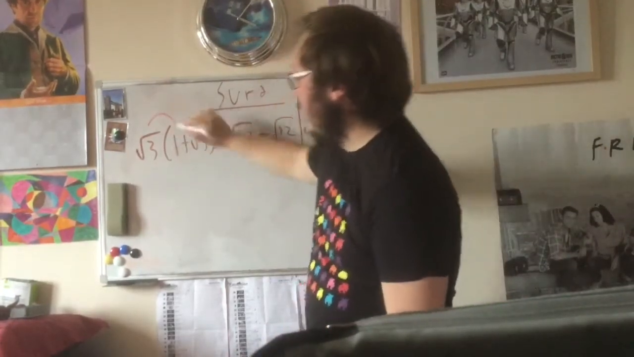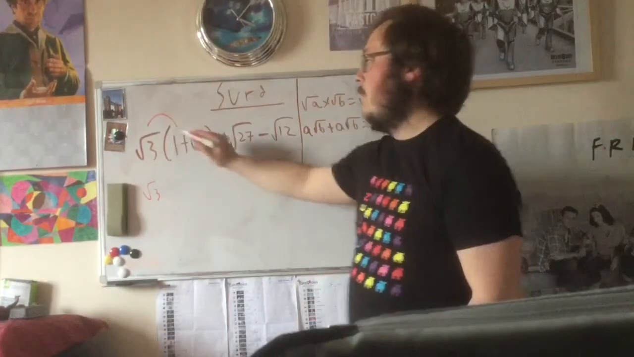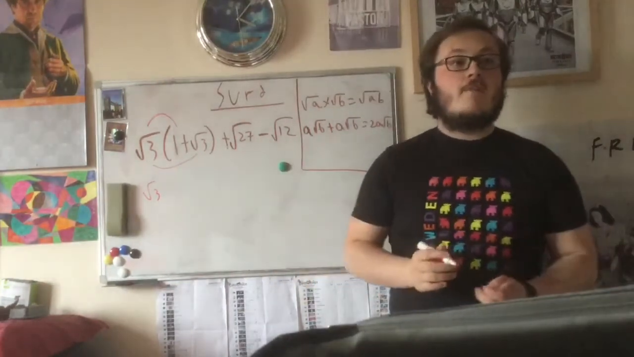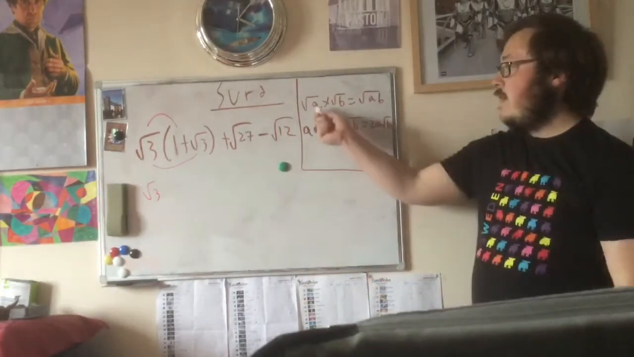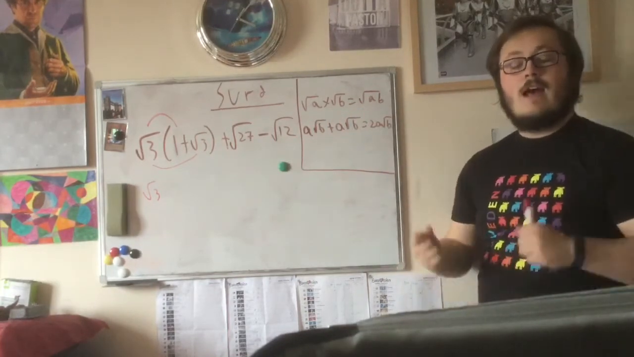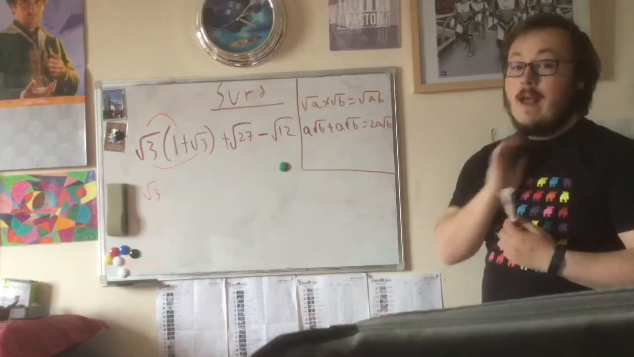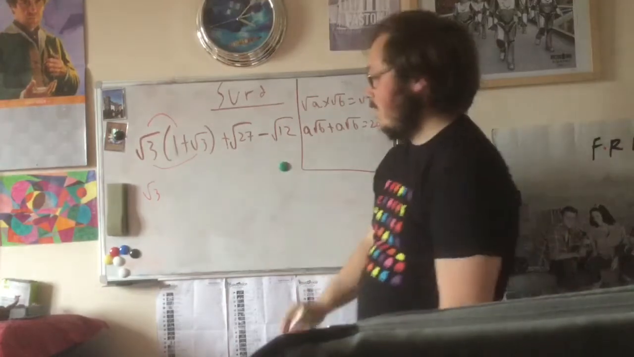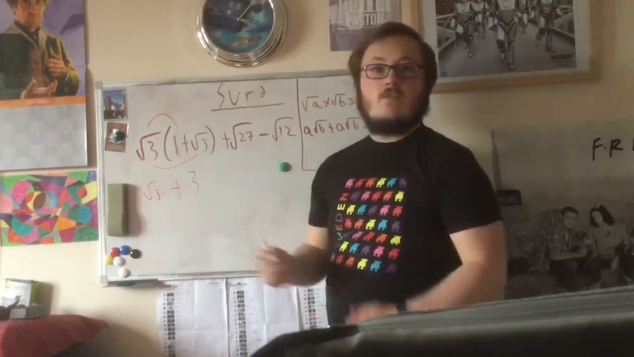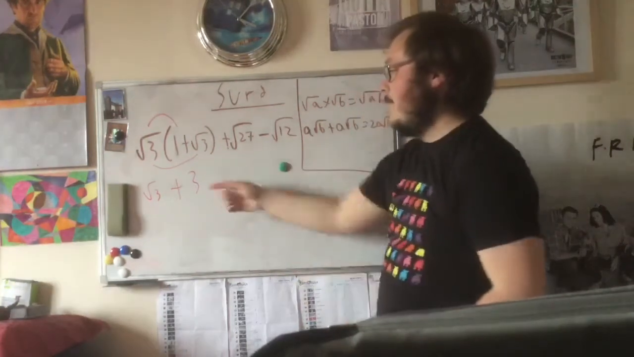So we do root 3 multiplied by 1, which gets us root 3, and then root 3 multiplied by root 3. Now, when we multiply two roots together, that's the same as doing root 3 times 3, and that gets you root 9. Now, root 9 is a square number, and what's root 9? 3. So whenever you're multiplying two of the same roots together, you just get rid of the root. So that's that bit done.